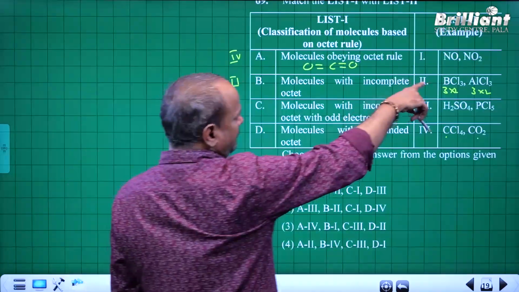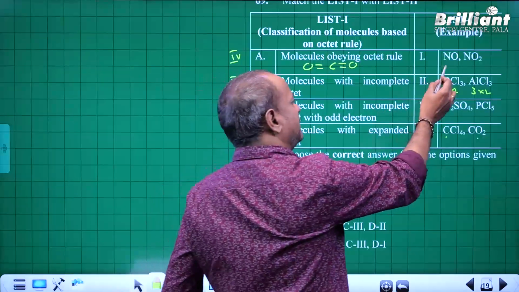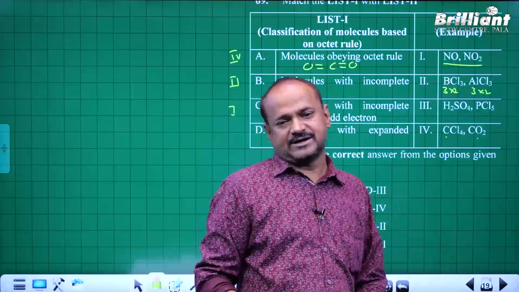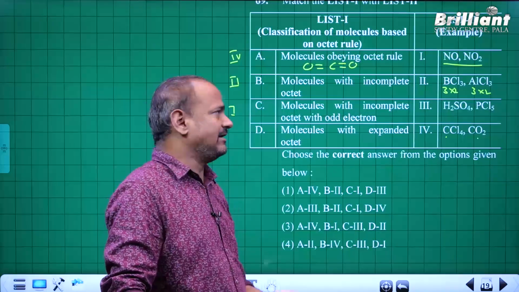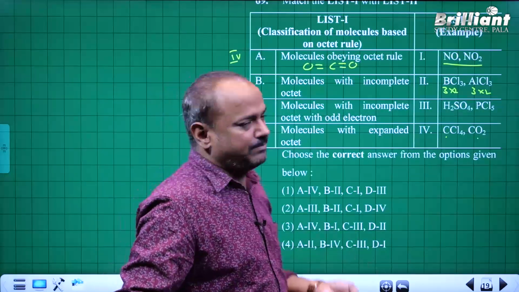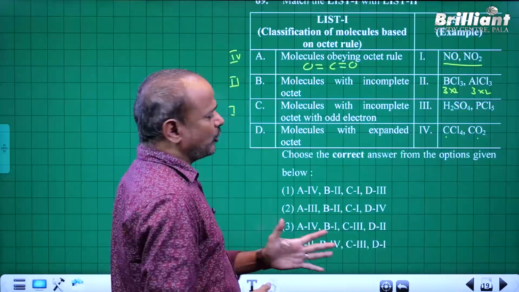Odd electrons: NO, NO2. Odd electrons are easy to find out, just add the total valence electrons. If the number is odd, it is an odd electron molecule. NO: 5 plus 6, 11, odd number. NO2: 5 plus 12, 17, odd number. That's why odd valence electrons make it an odd electron species.